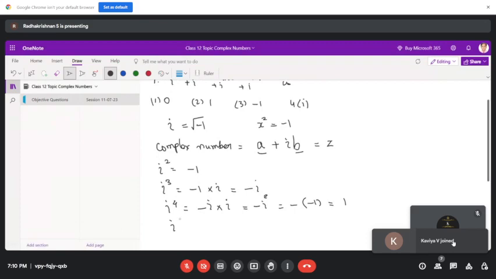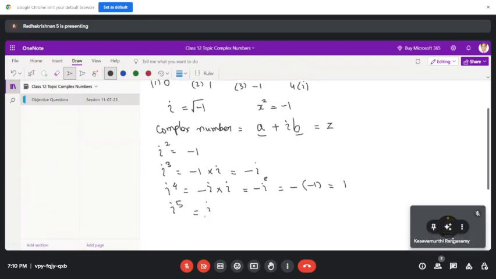Again i to the power of 5 will be 1 into i, which is i. So i to the power of 6 will be again i into i, which is -1, and so on. Then again we multiply by i, it will become -i. So i power 7 will become -i, i power 8 will become 1, then i power 9 will become i, and so on. This is the way the powers of i behave.